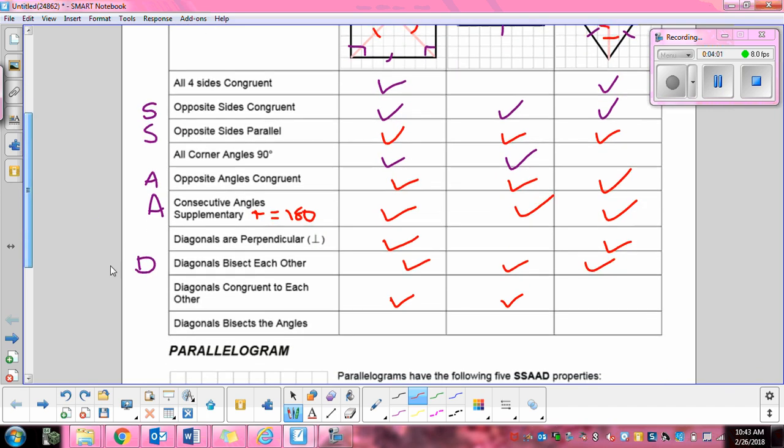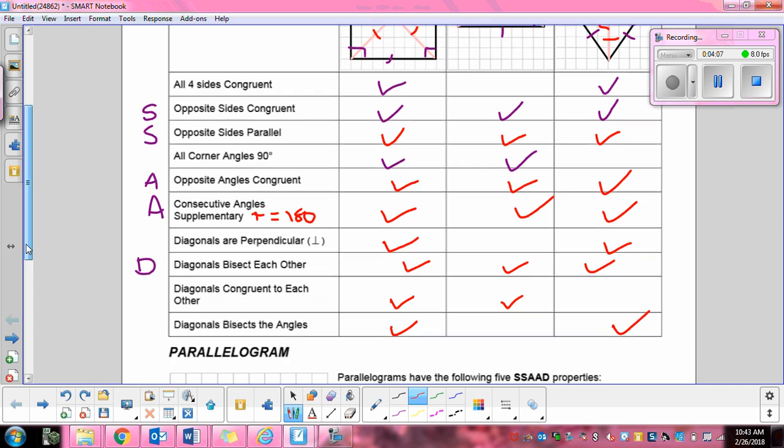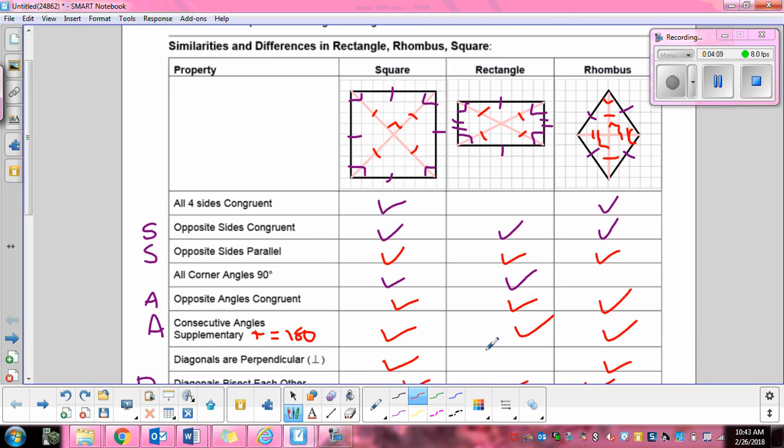And then diagonals bisect the angles. This is only true in a square and a rhombus. The diagonals bisect the angles. So what that means is this angle right here, half, is equal to the other half over here. Bisecting means cut it in half equally. This angle right here is equal to this angle right here. But it's not true in a rectangle. You can kind of tell that this bottom angle is bigger than this top angle. But it's true in a square. They're all 45 degrees.